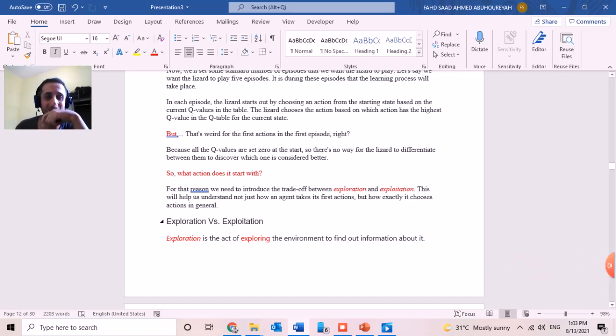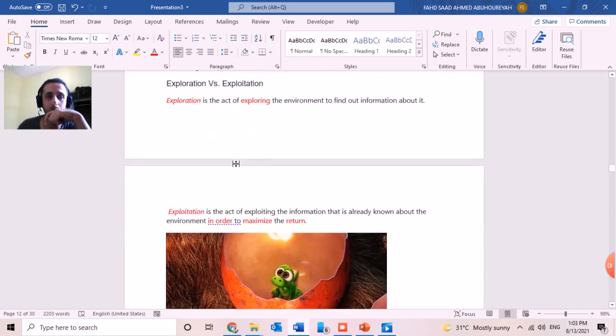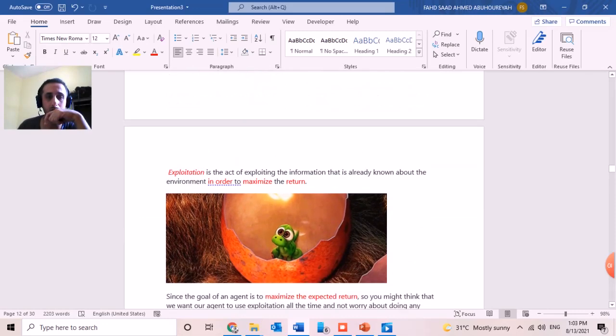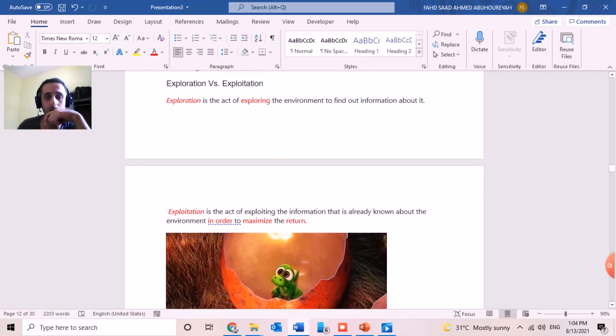For this reason, we need to introduce the terms exploration and exploitation. This will help us understand how the agent thinks to select which action and which state to go to. Even in our life as human beings, we have these kinds of terms. So it is good to introduce these new terms about how to choose. Exploration is the act of exploring the environment, and exploitation is the act of acting just to win, to get as many rewards as possible.